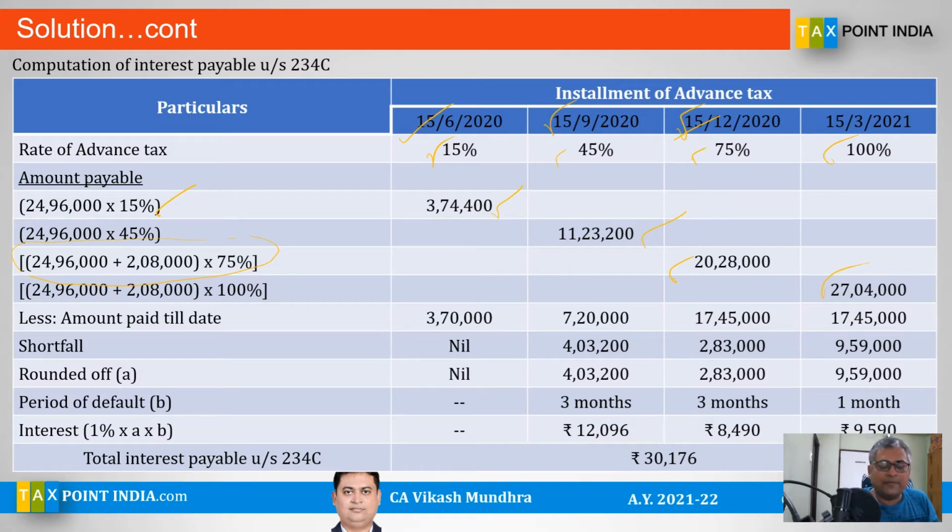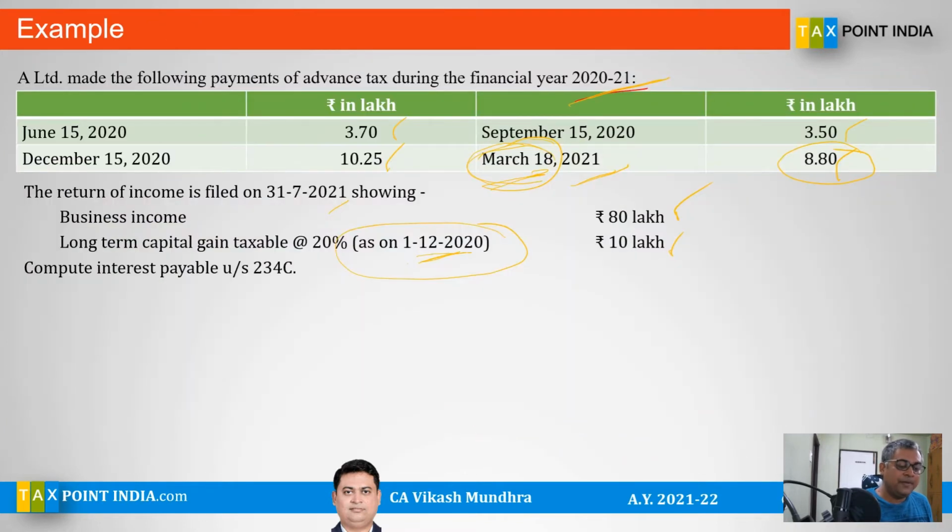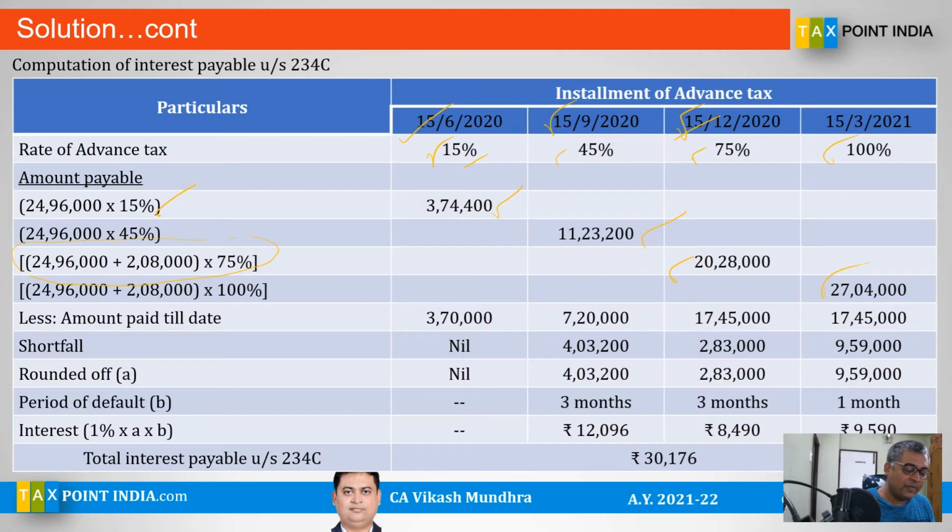Now by 15th of June, how much did you pay? On 15th of June you paid 3,70,000. We reduce this. You are supposed to pay 3,74,400, but you paid only 3,70,000.